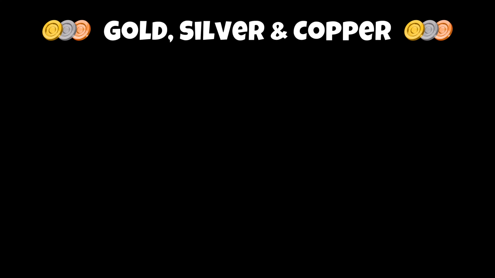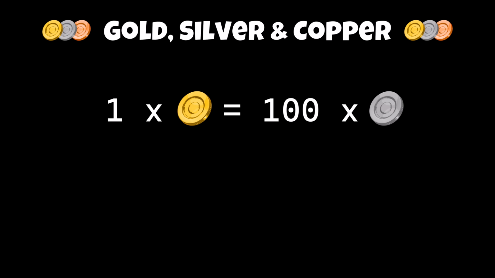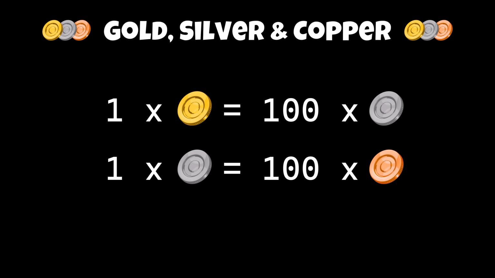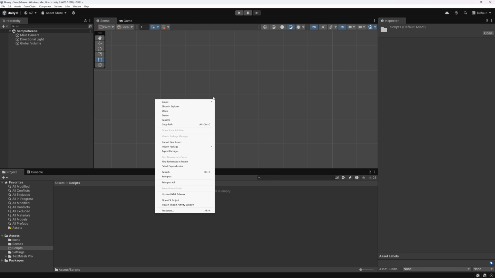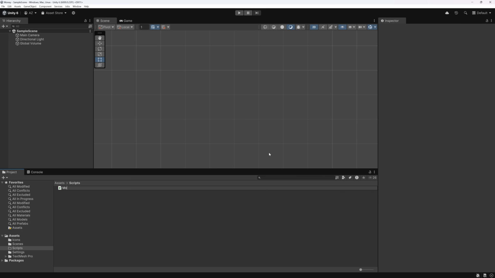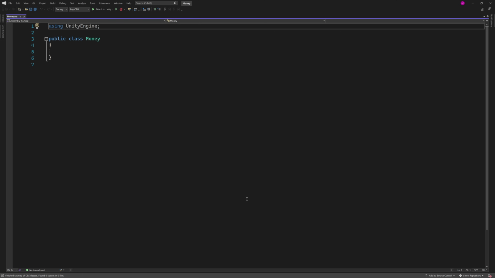Hello everyone! Today we are going to look at how to implement a money system in Unity using gold, silver, and copper coins. We'll assume that one gold coin equals 100 silver coins and one silver coin equals 100 copper coins. Let's start by creating a new script, which we'll call Money. We can then edit this script.